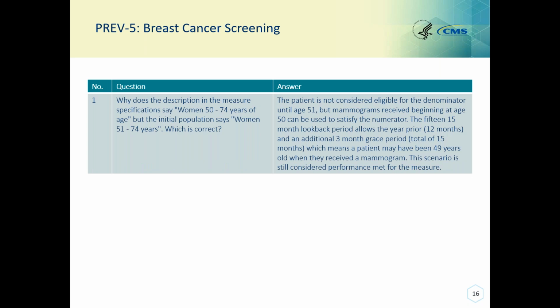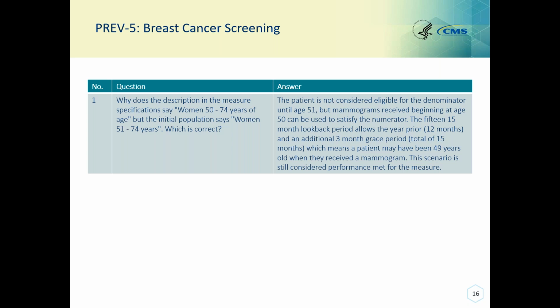This question is for the PREV-5 breast cancer screening measure. Why does the description in the measure specification say women 50 to 74 years of age, but the initial population says women 51 to 74 years, which is correct? The patient isn't considered eligible for the denominator until they are age 51, but mammograms received beginning at age 50 can be used to satisfy the numerator.